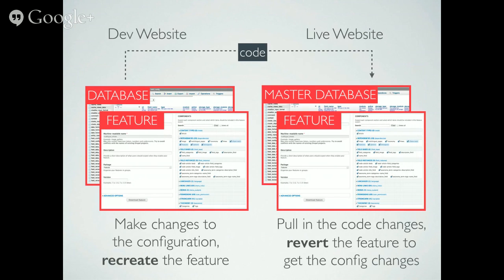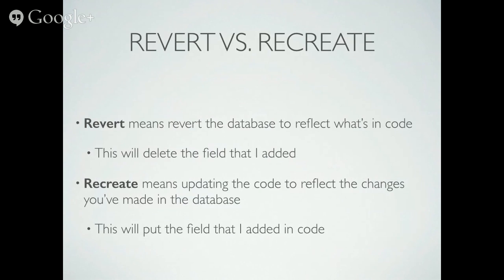So if you're creating a workflow where you're making changes to your configuration on your dev site and you want those to go up on your live site, then you can make those changes on your dev site, recreate the feature, make sure you're exporting all of your changes to code, and then you'll pull in the code changes on your live site and revert the feature to get those changes.